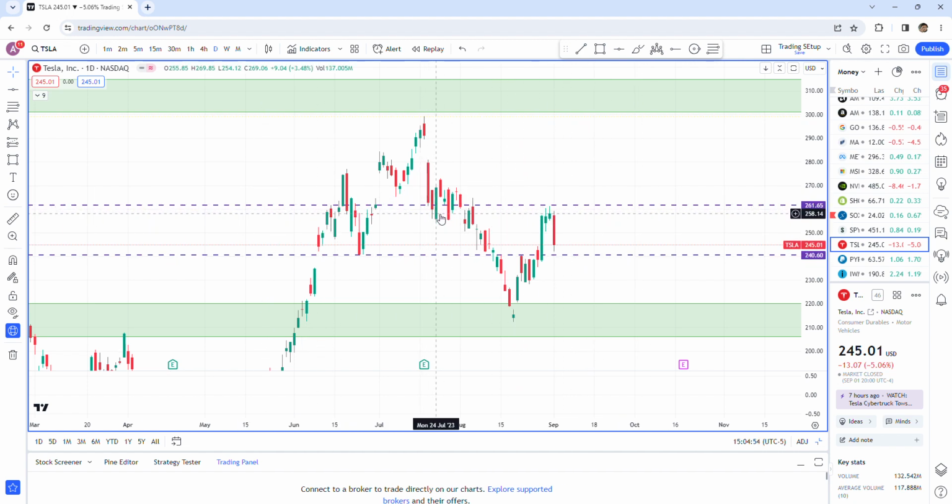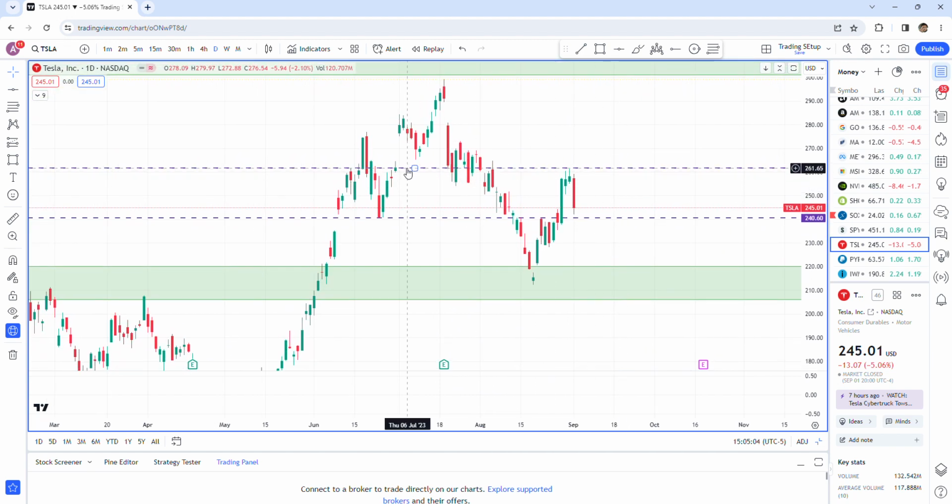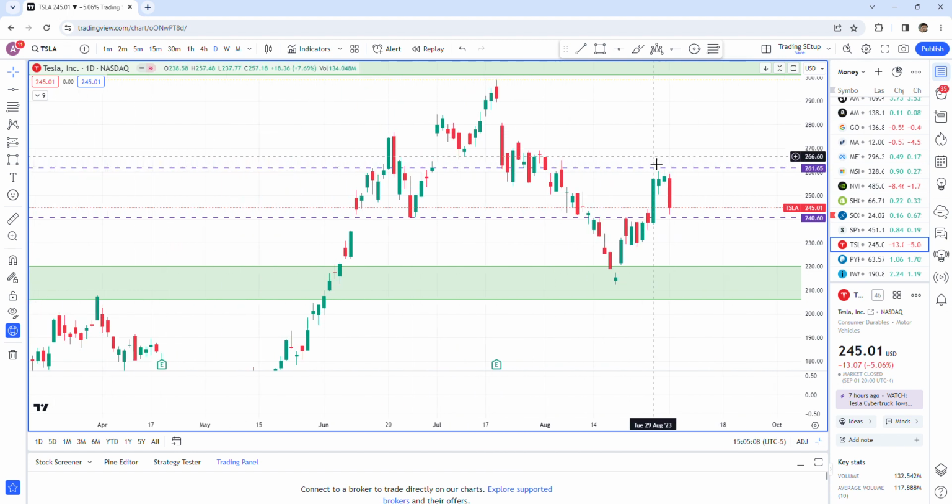I didn't even count where we're consolidating the area and trying to figure out if we want to keep it or break it, and then we finally broke. So we're not talking about those areas. We're talking about these wicks right here. See this little tail on this candle right here? This is what we're talking about. These little wicks, that's what I'm looking for.